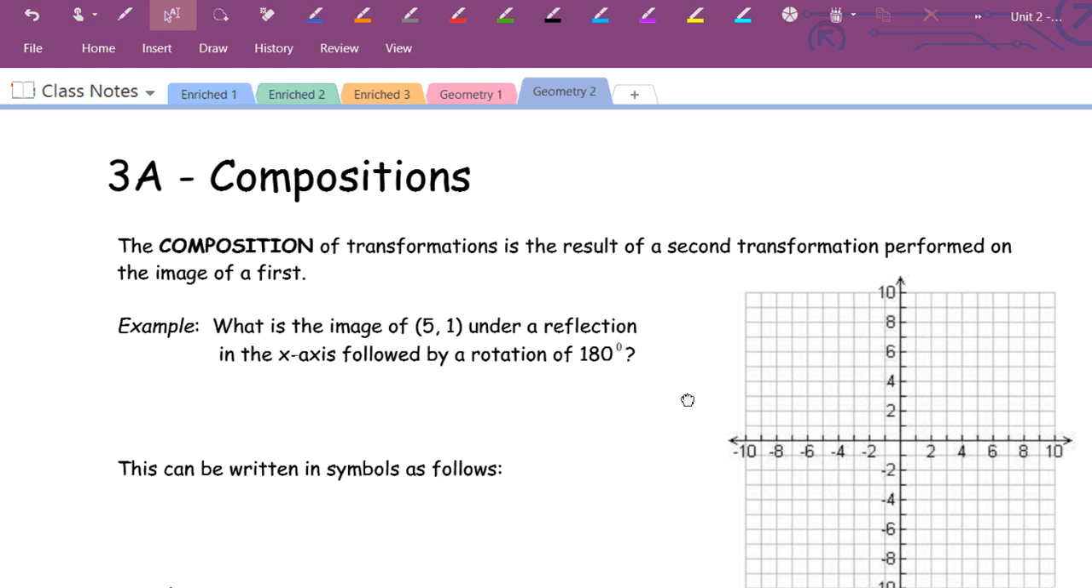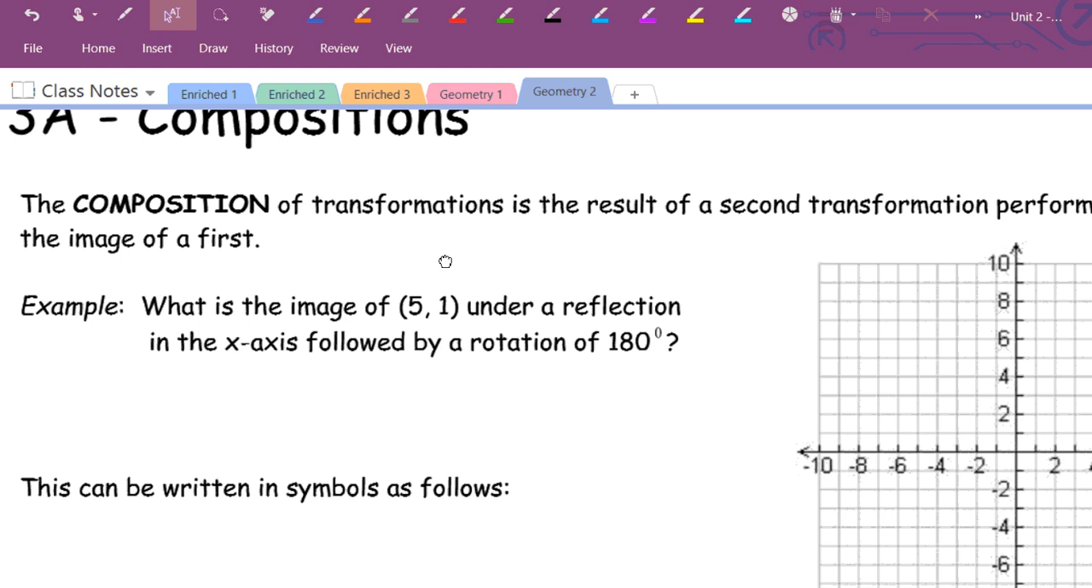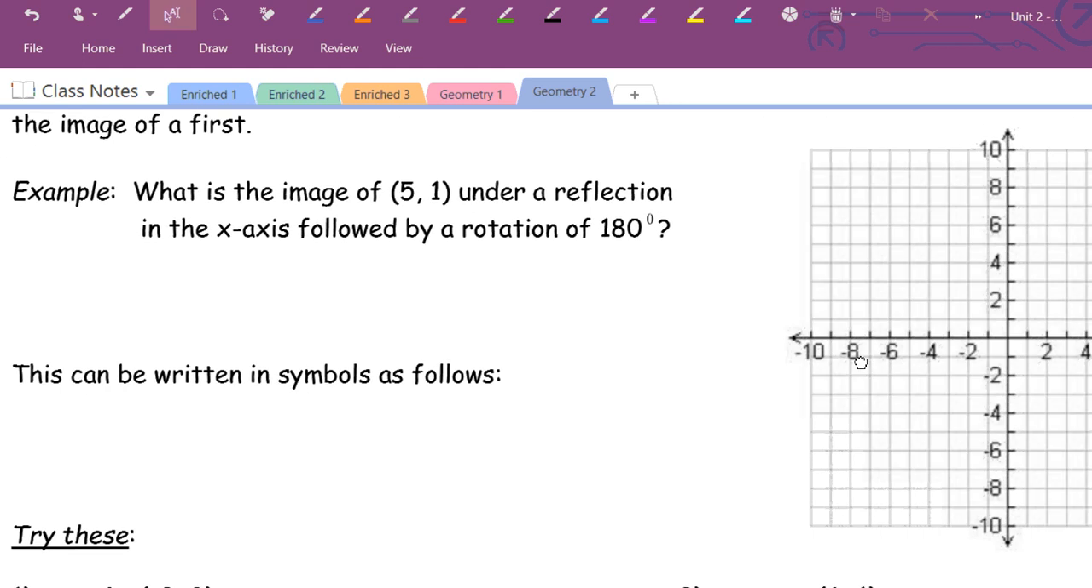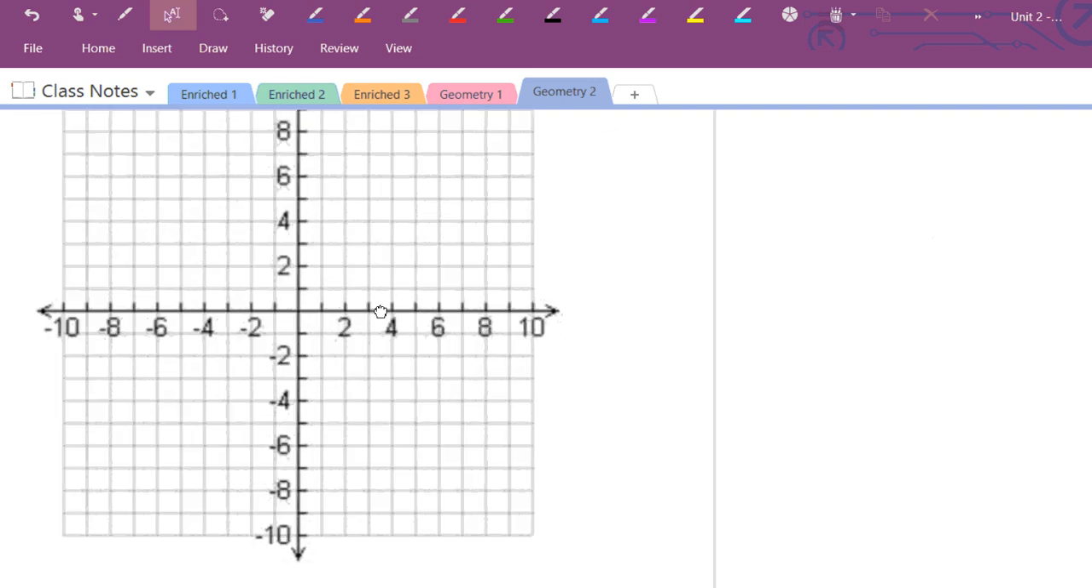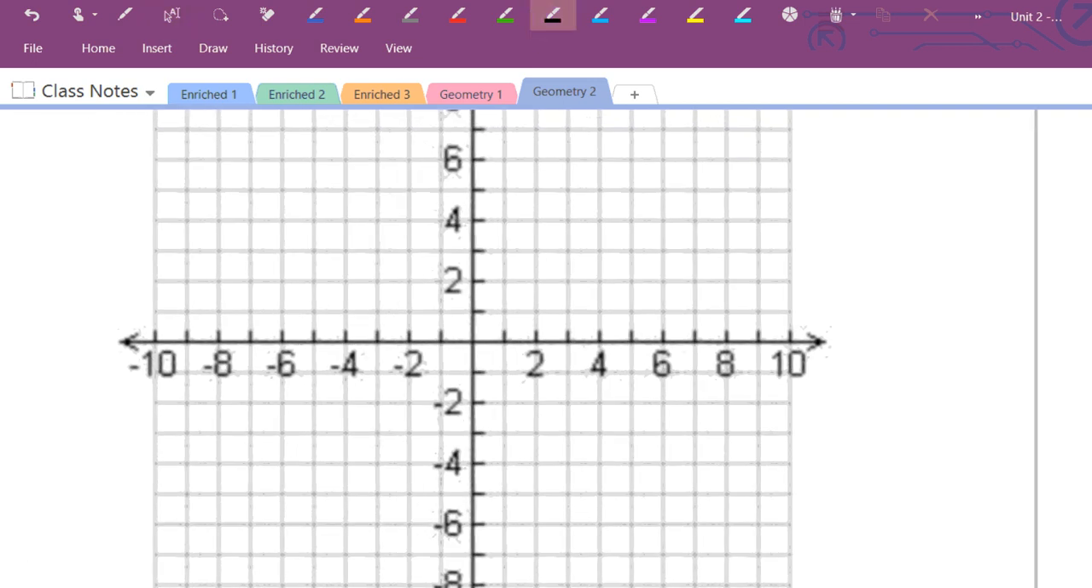Let's start off with our first one though and do this out. What's the image of 5-1 under a reflection followed by a rotation? So let's start off and label A, I guess, as the point 5-1. So go on your paper. Let's label point A. I think it was 5 over, 1 up. So that's what I'm starting with, and I'll call it point A.